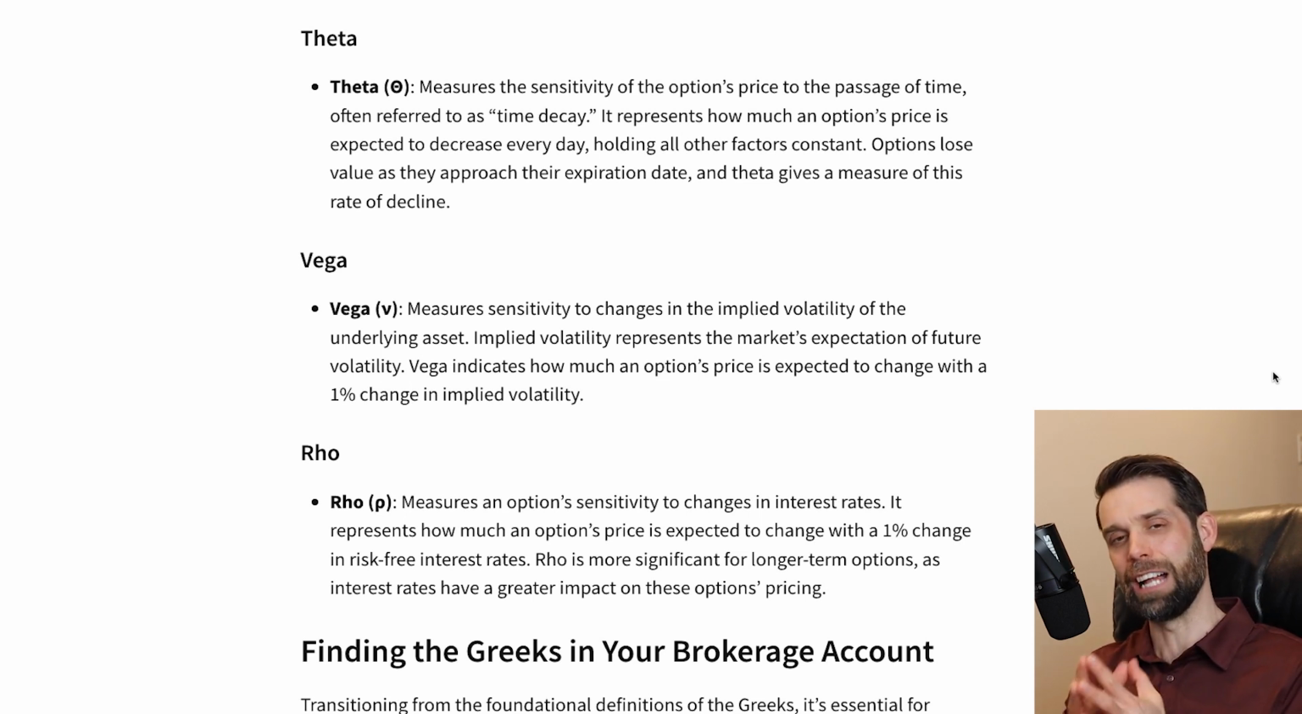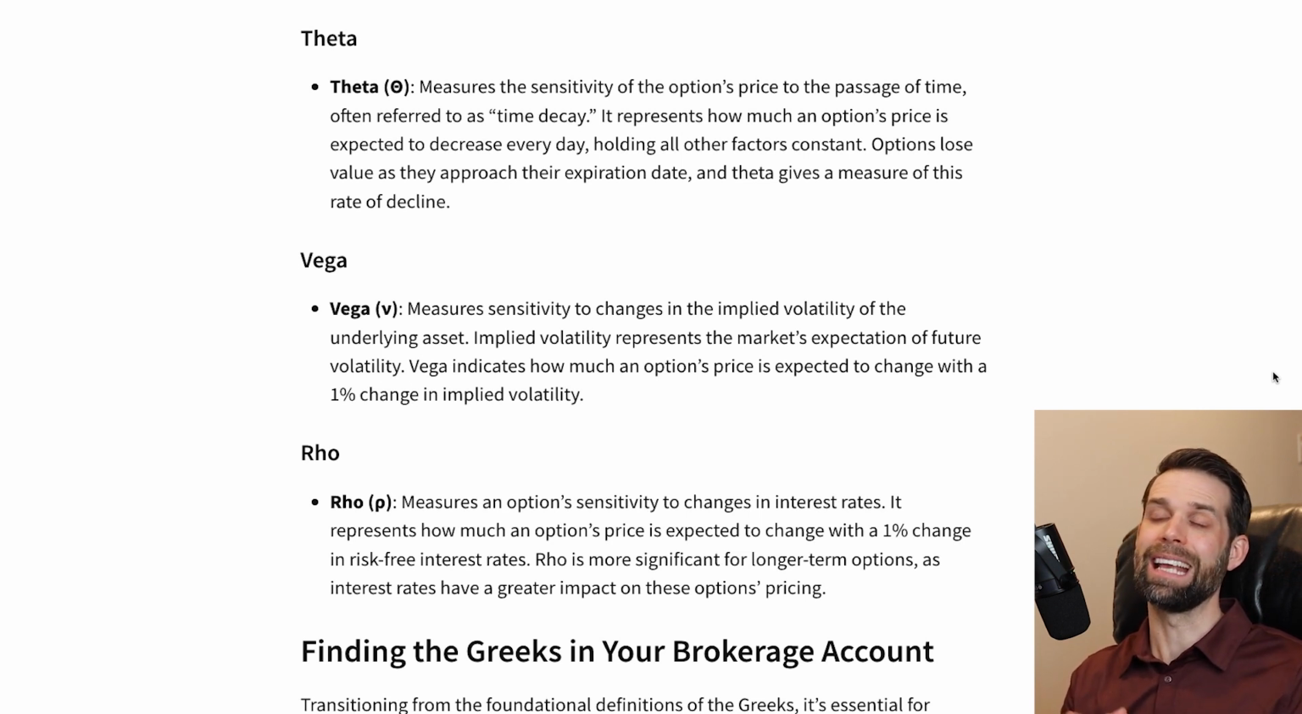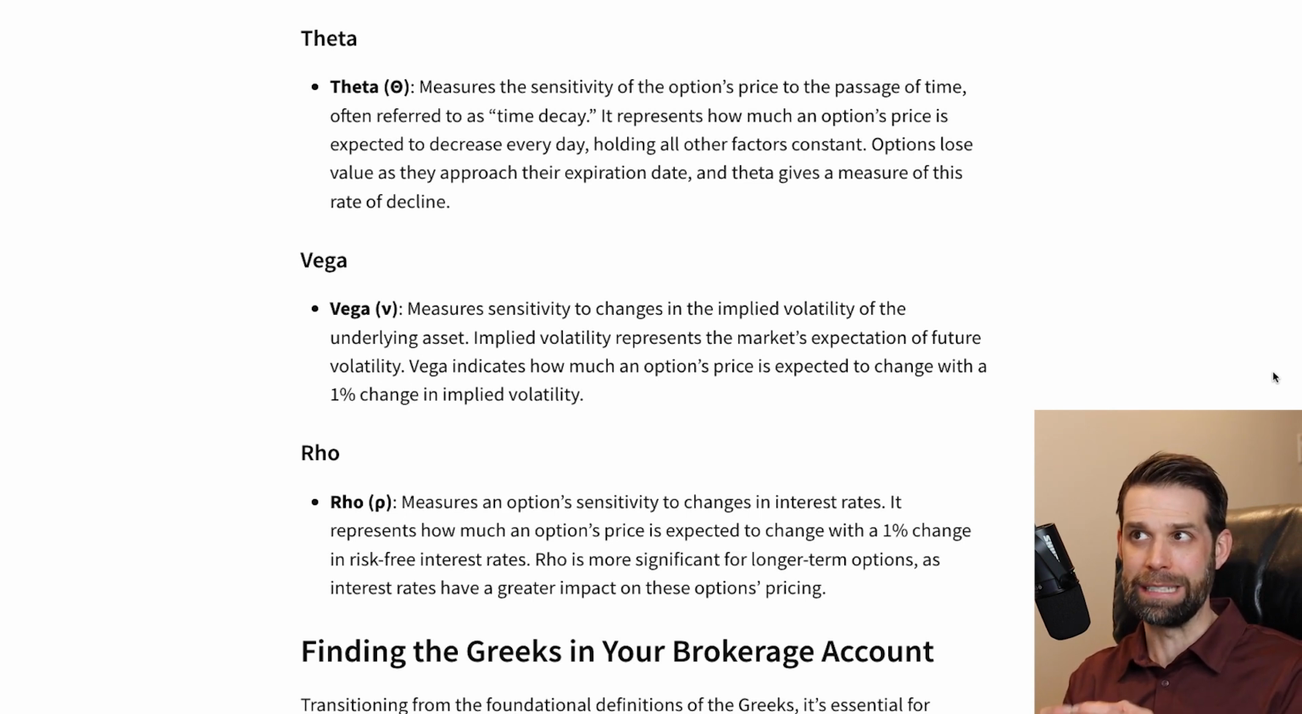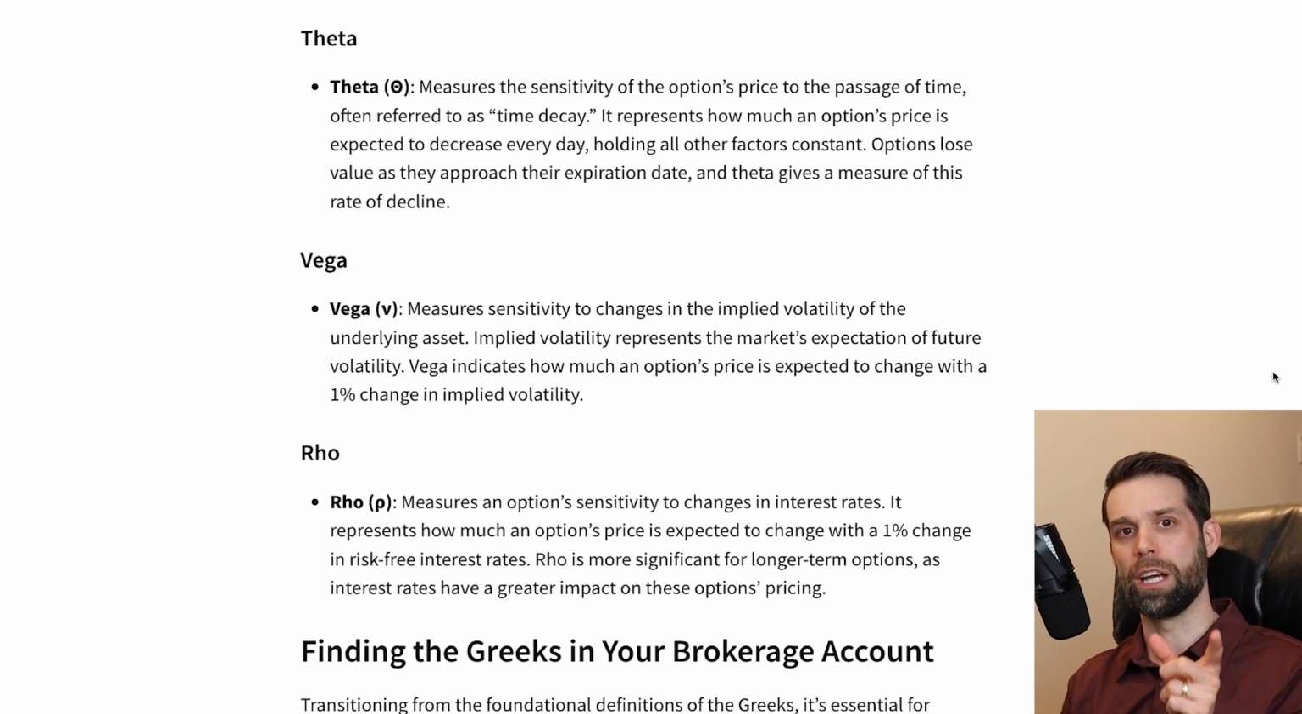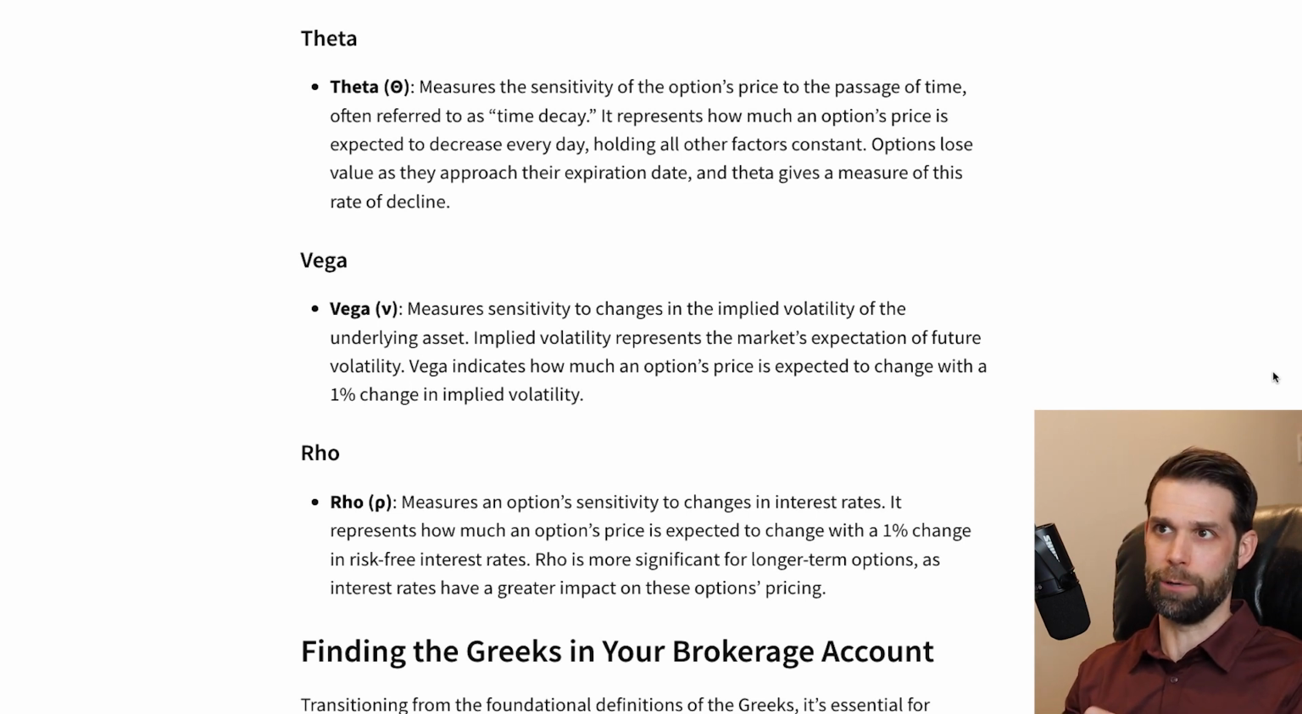So again, this was our analogy, our fuel tank. We're losing fuel as we are flying the plane. And again, in option terms, this is referred to as time decay. Theta is time decay. It represents how much an option's price is expected to decrease every day, holding all other factors constant. Options lose value as they approach their expiration date, and theta gives a measure of this rate of change. So theta is going to be a number that, if everything else was equal, your option price would lose that value every day.